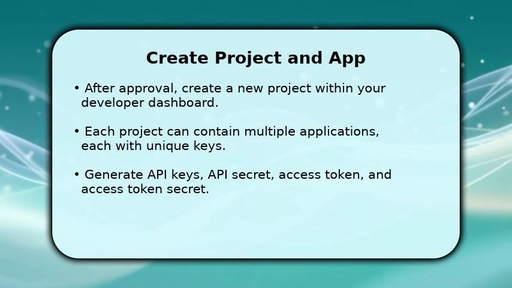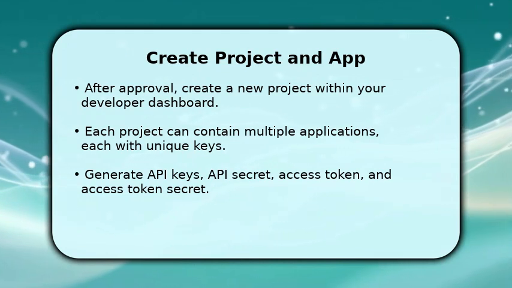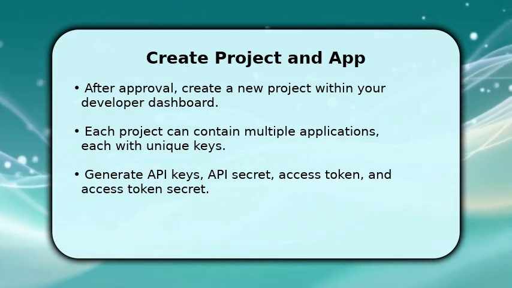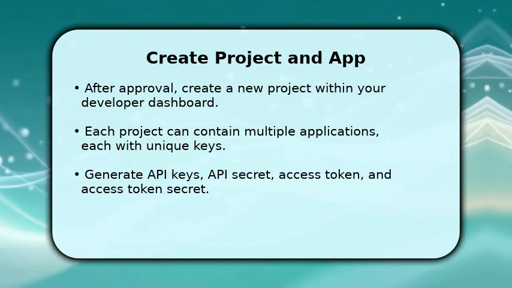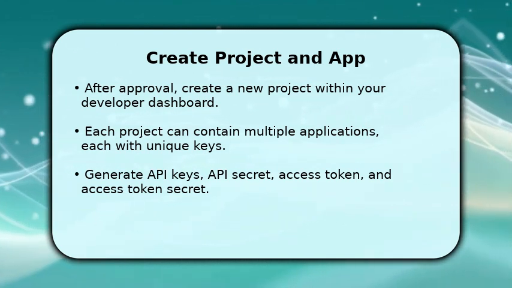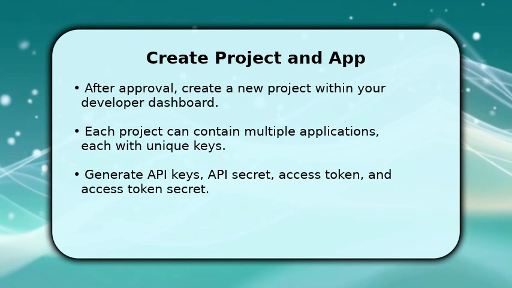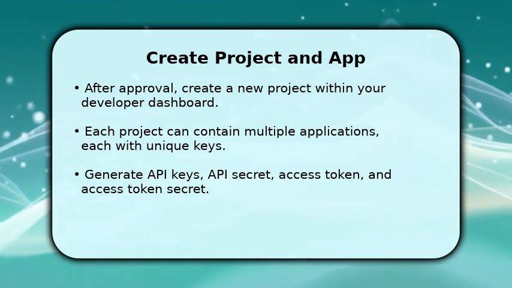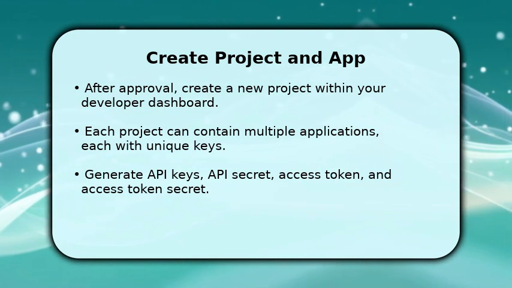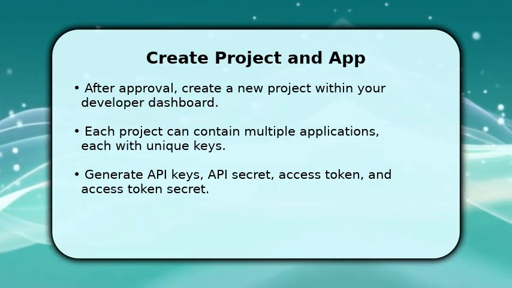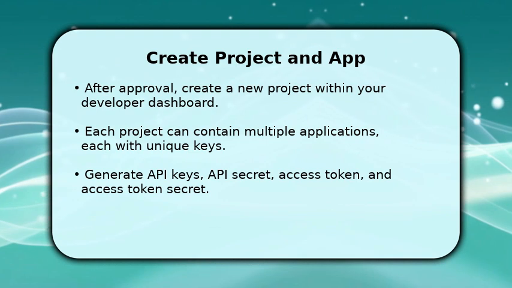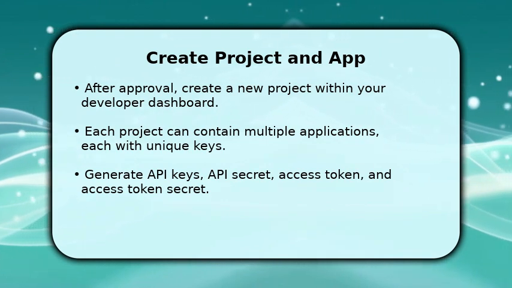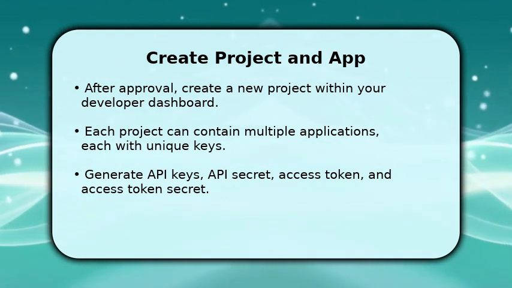Once your developer account is approved, navigate to your dashboard to create a new project. Think of a project as a container for your applications. Within this project, you'll create your first app. This step is crucial as it generates your unique API keys, including the API key, API secret, access token, and access token secret. Keep these credentials secure, as they are essential for authenticating your app.